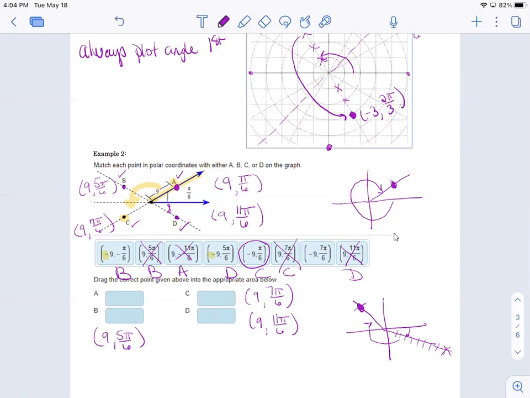Now, why don't you go ahead and pause and see if you can figure out where negative 9, 7 pi over 6 would be. Would it end up being at A, B, C, or D? Hopefully you paused it. So I'm looking at this one right now. 7 pi over 6 is this angle. I go out 9, I'm at C, but I have to reflect it. So I end up at A. So again, what you're going to do when you're doing this on MyMathLab is you're going to select this point and drag it to where it needs to be.